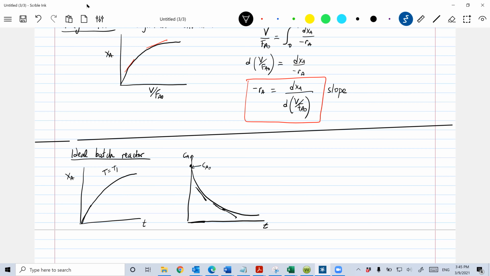The slopes of each point. For instance, at CA1, you'd have RA, the slope of the curve. The reason we can do that is because the design equation for constant density is equal to this, right? This is the constant density design equation for an ideal batch reactor.